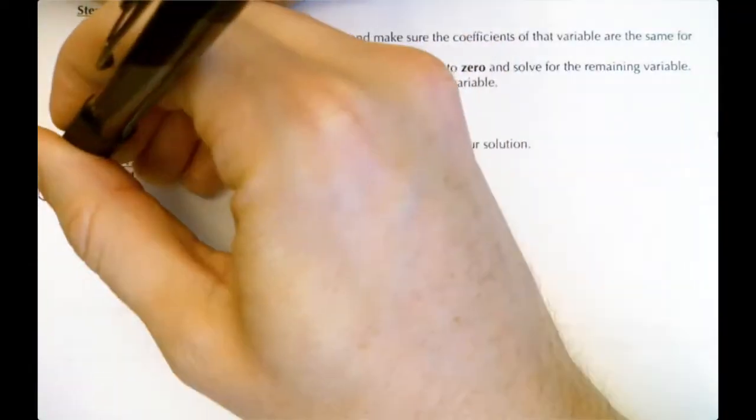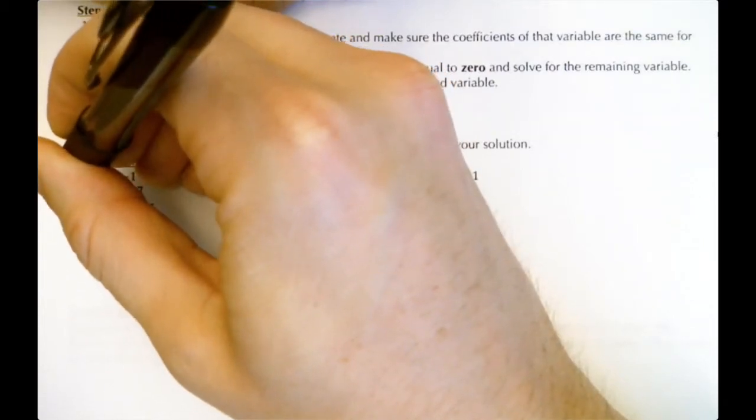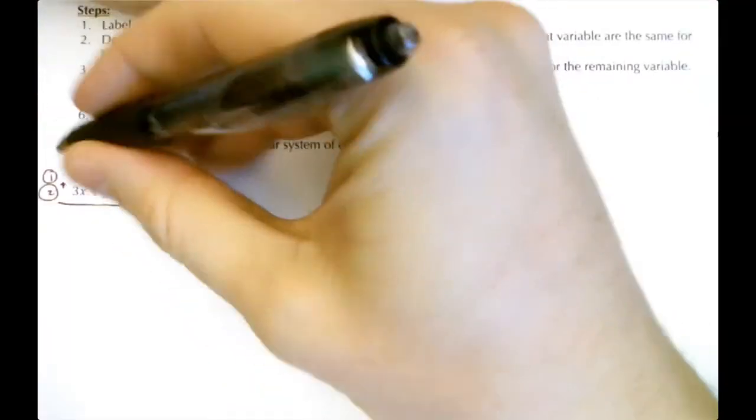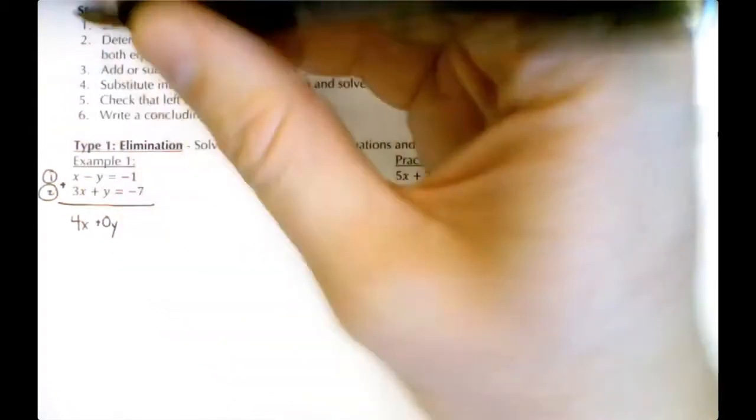So the type of elimination we're going to do here is actually addition. We're going to add down the columns. So here we go. X plus 3x is 4x. -y plus +y, I'm going to write it, is 0 y's.